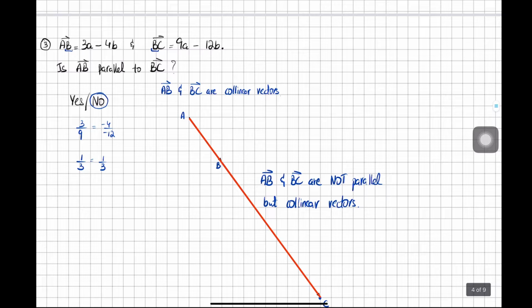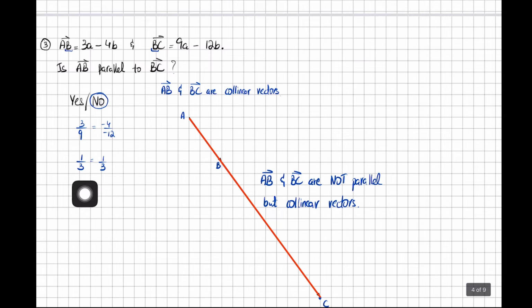Yeah, that's true. If you apply the ratio thing, you'll notice it's the same. So just by the ratio, you won't be able to distinguish whether two vectors are parallel or collinear. But if they're collinear, there has to be a common point, which tells us that from the point where one vector ends, the other starts. For example, over here, AB is 3a minus 4b, BC is 9a minus 12b. If you work out the ratio, you'll notice that it's the same.